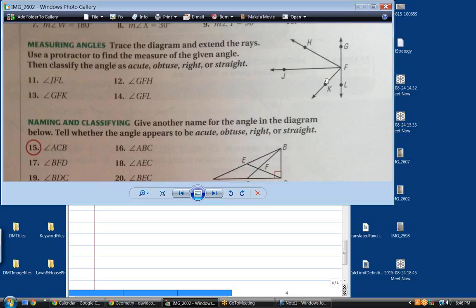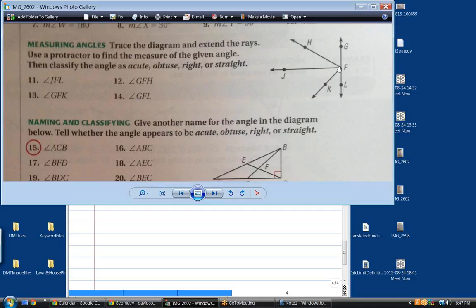It looks almost 90 degrees, but it could be a little bit less. What's your protractor say? It's getting about 89-ish. And that's reading the top scale, right? Yeah. Okay, so I would call that angle 89 degrees. And classify it as acute, obtuse, right, or straight? That would be obtuse. No, it'd be acute. Acute is correct. How about angle GFH?